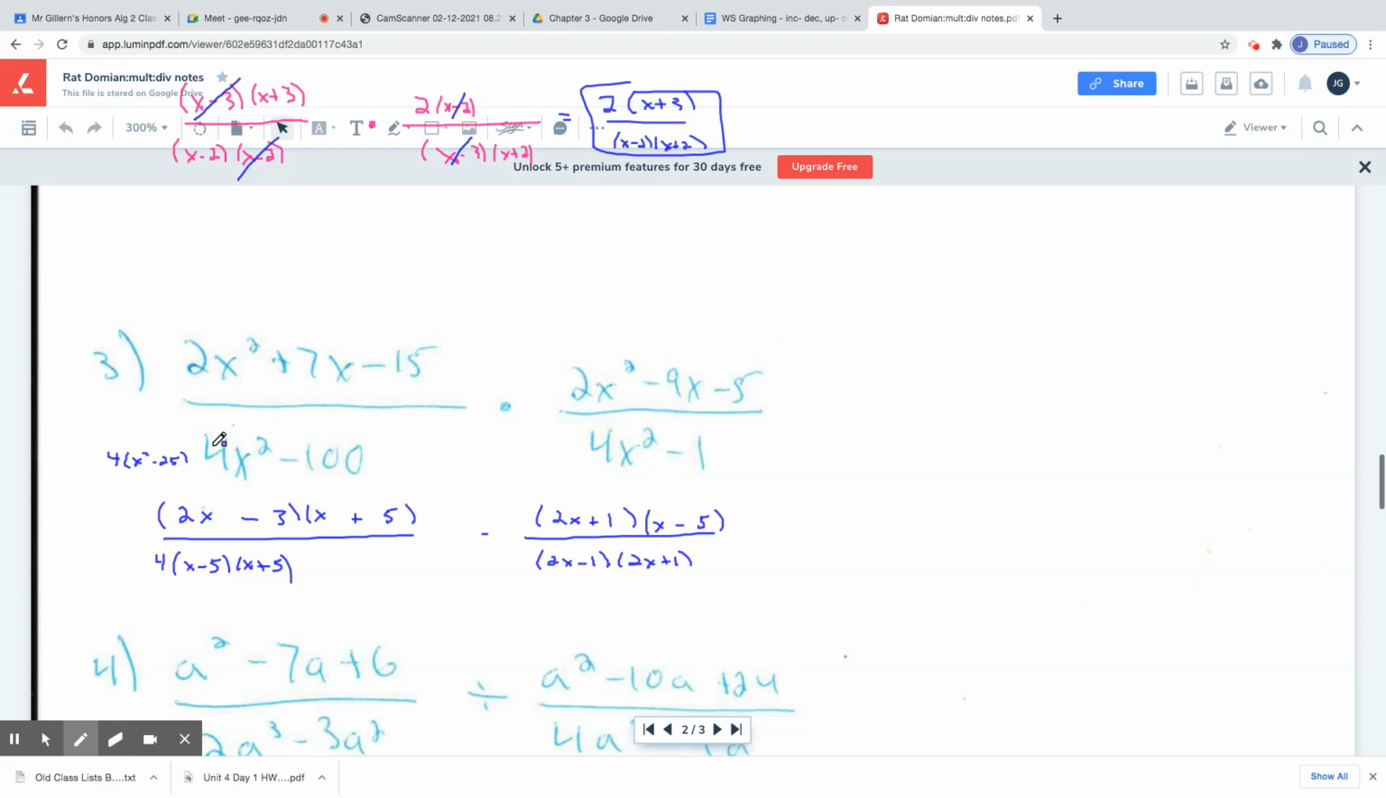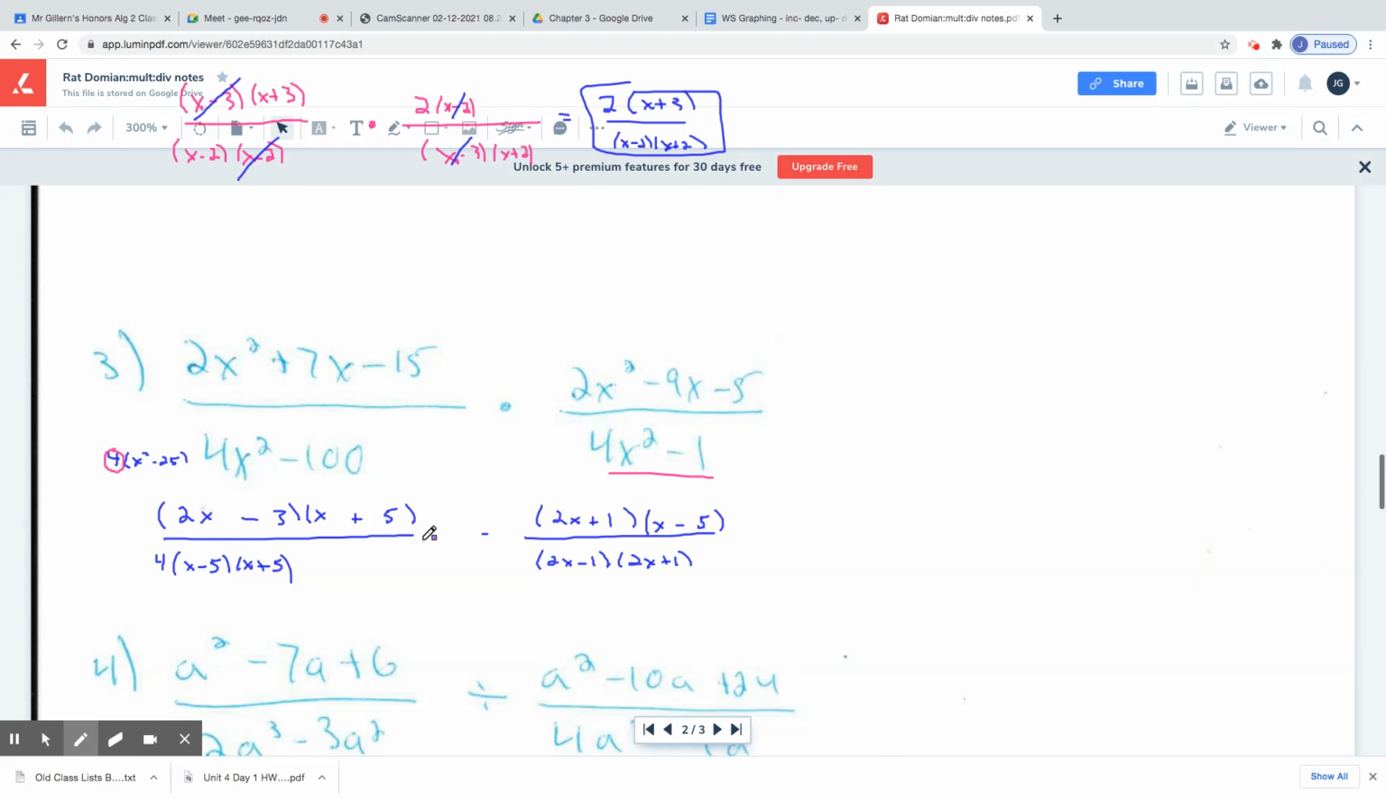With this, make sure you take out the 4 first. All right, take out the 4 first. So you would get 4 times, and then you get x squared minus 25. But x squared minus 25 is a difference of 2 squares, which is 4 times x minus 5 times x plus 5. All right. Then we have the top here is 2x plus 1 times x minus 5. And then this is another difference of 2 squares, 2x minus 1 times 2x plus 1.